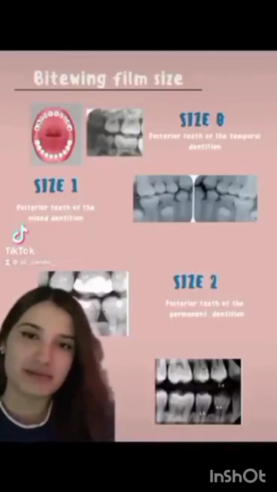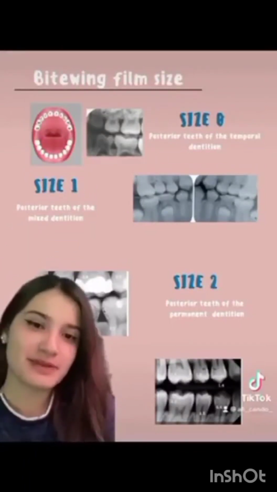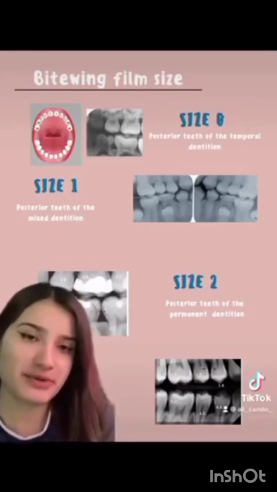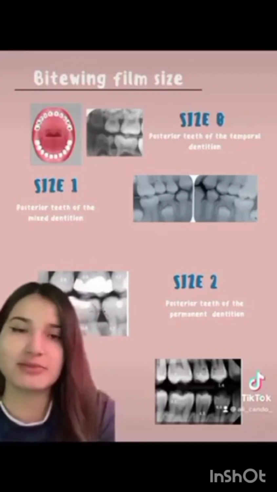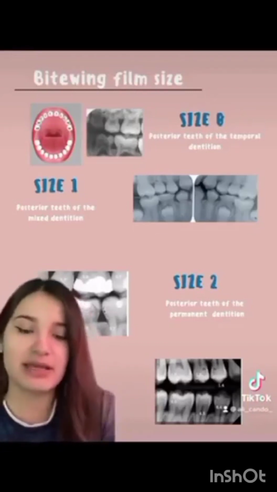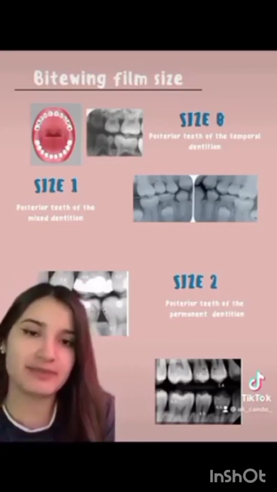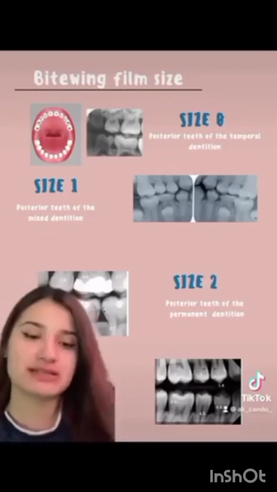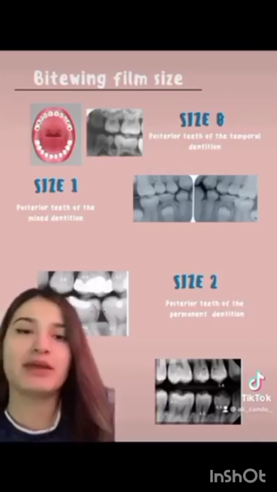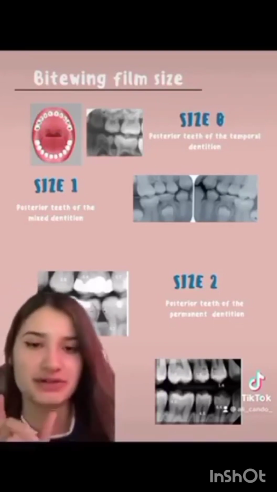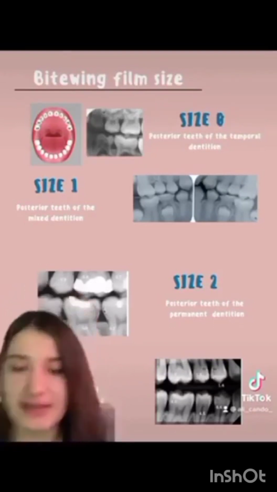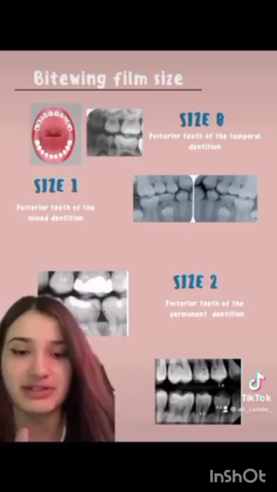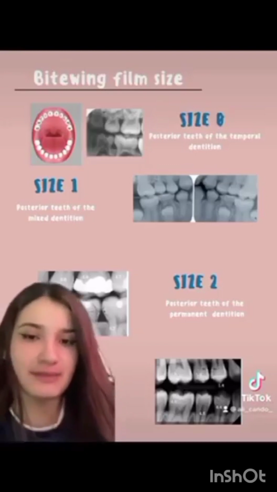Now I am talking about bitewing film size. Size 0 is used to examine the posterior teeth of the primary dentition, and the long position of the film is placed horizontally. Size 1 is used to examine the posterior teeth of the mixed dentition. The film is placed horizontally, and in permanent dentition in the anterior sector it is placed vertically.